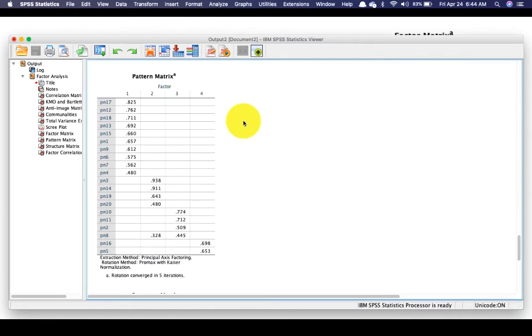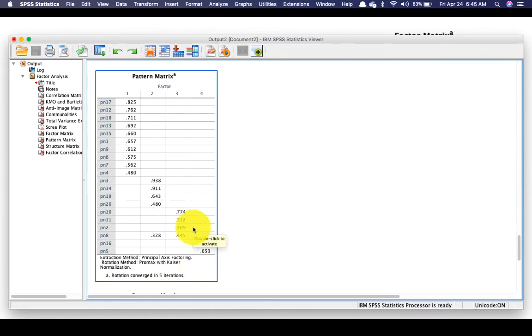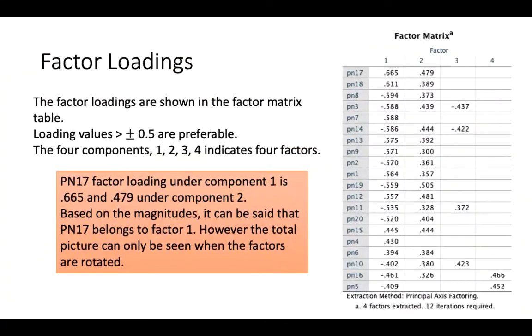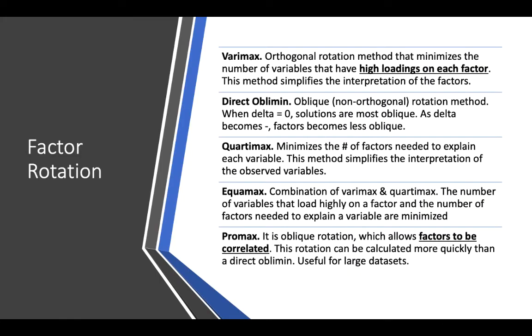So rotation, you can see under the pattern matrix. When we suppress small loadings, and when we ask SPSS to organize according to the highest loading to the lowest loadings, it will do everything for us automatically. So it makes your life easier, right? Okay, so this is the pattern matrix. We have already talked about factor rotation earlier on.